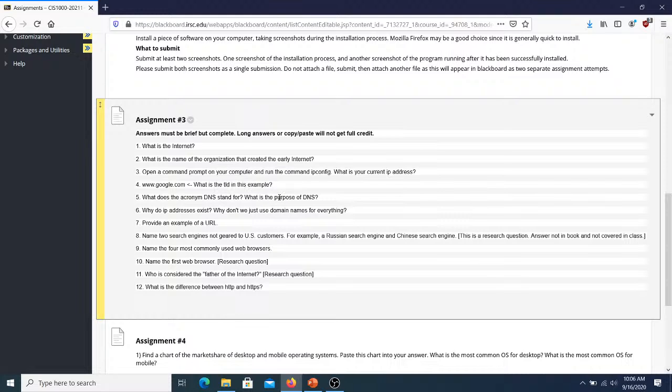We talked about DNS this class. What's the purpose? Same thing with IP addresses. We just gave an example of a URL earlier. This is a research question. We talked about this class. This is a research question, and we just talked about this a minute ago.